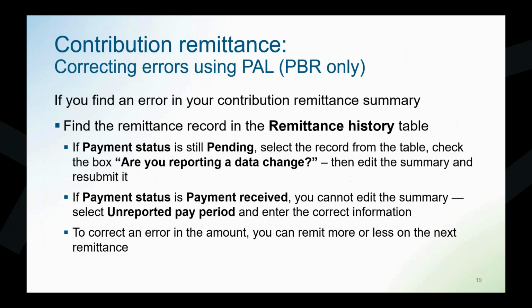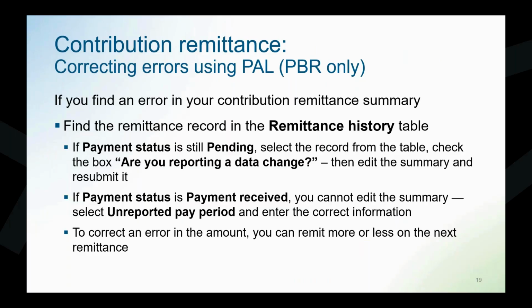If you find an error on your remittance summary, there are a couple of ways to correct it. On the contribution remittance screen in the remittance history table, you can find the remittance summary record that you just submitted. Check the payment status to see if you can edit it. If the payment status says pending, click the record to open it and check the box that says, "Are you reporting a data change?" Then make your changes and resubmit it.